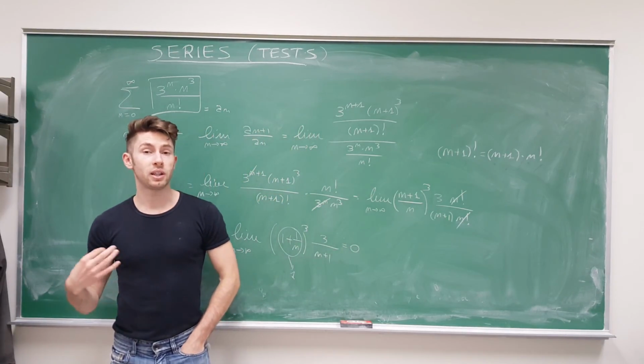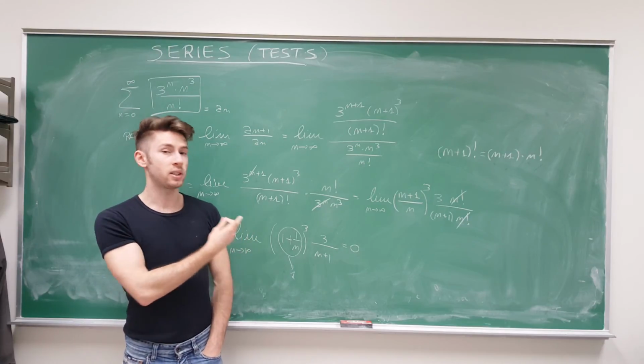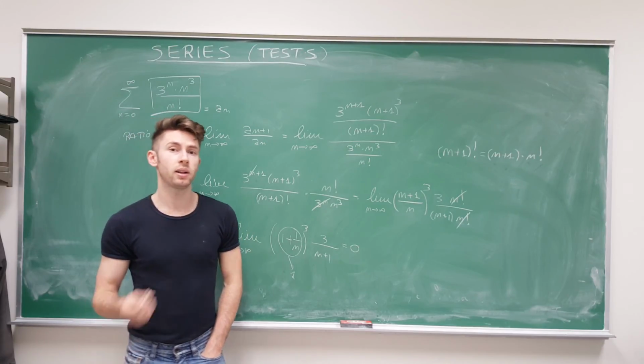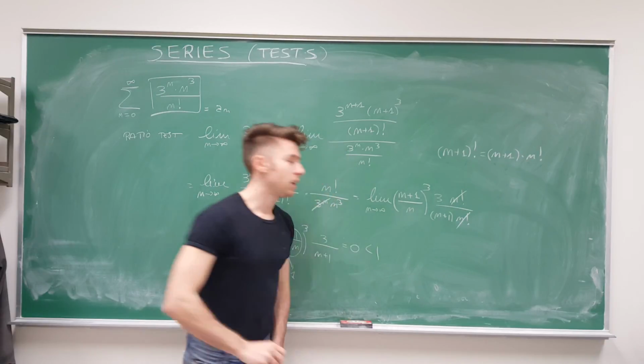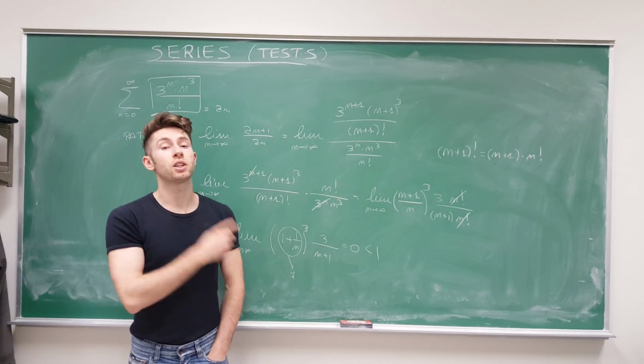And now remember, we're using the ratio test, so we're interested to see if this is less than or greater than 1, and clearly it's less than 1. So by the ratio test, the series is convergent.